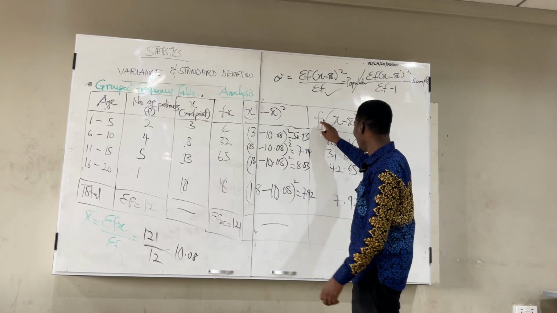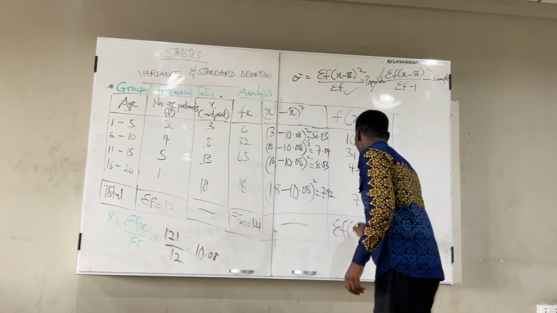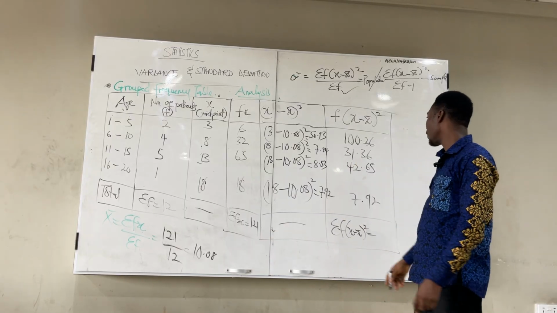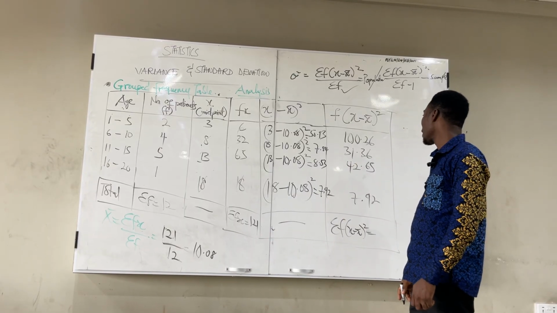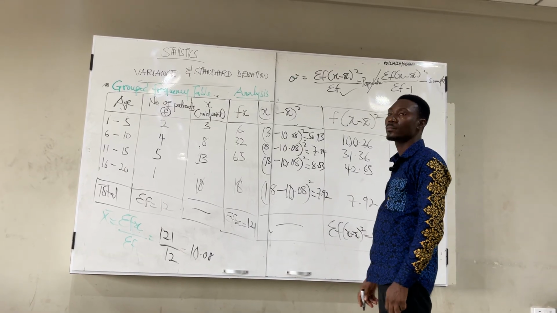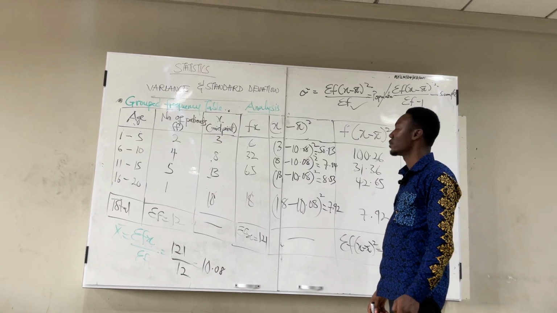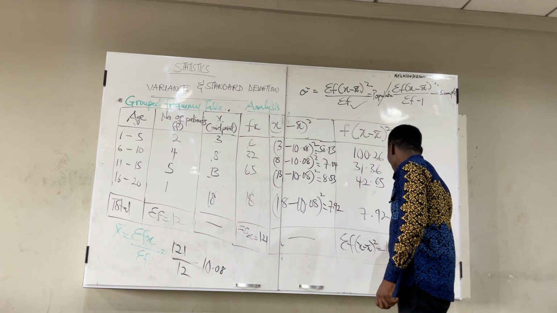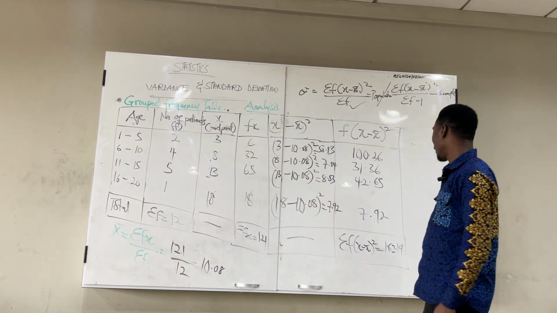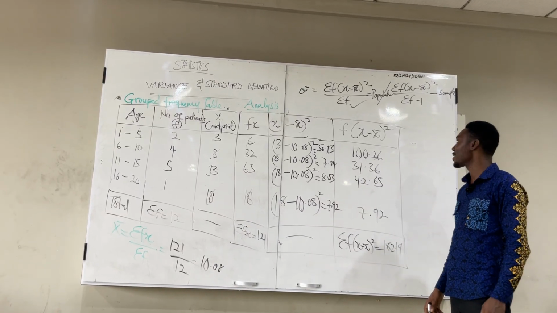And 5, 42.65. Then now we need the summation for this column. So sum of f times x minus the mean squared. So you do the summation for all. That will give us 182.19. Is that okay? Yes. So now the moment you get this, you've done about 75% of the work.